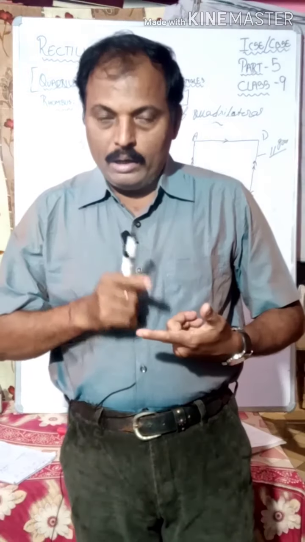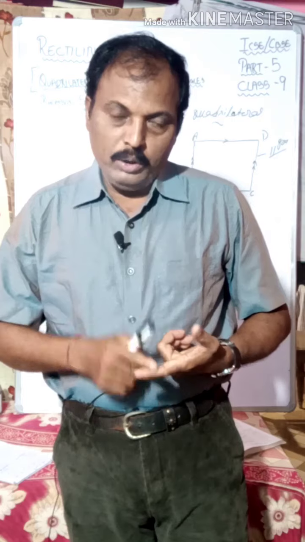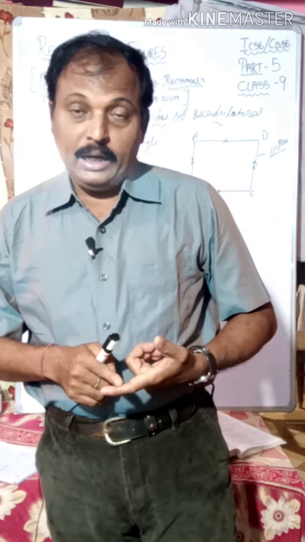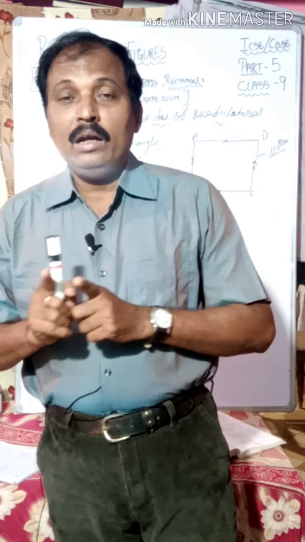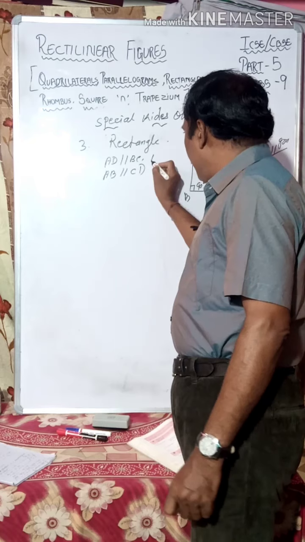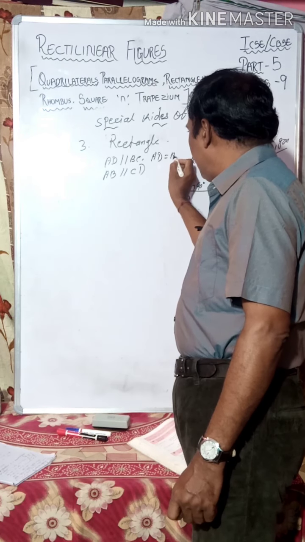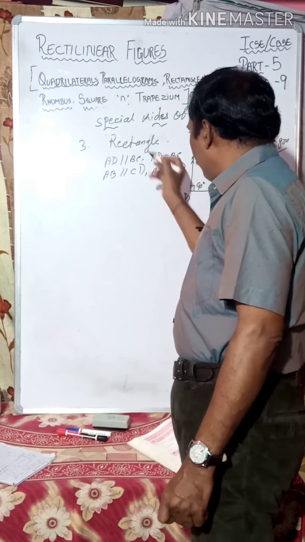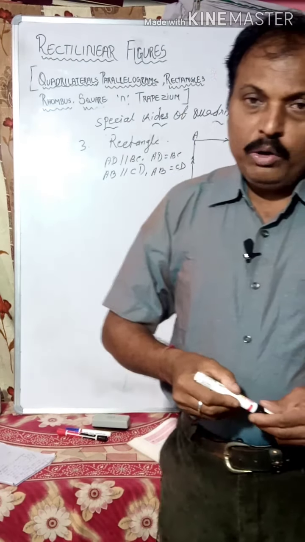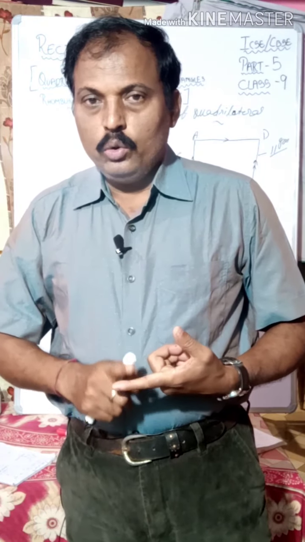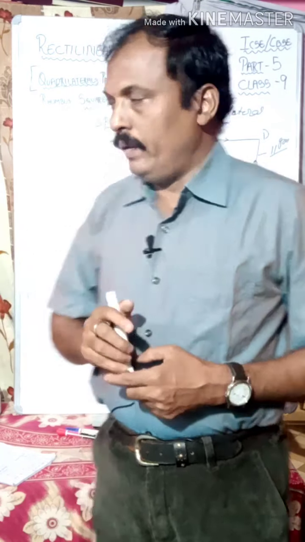A rectangle is a parallelogram in which, according to the parallelogram definition, opposite sides are parallel and equal. Means opposite sides are parallel. Also AD is equal to BC and AB is equal to CD. Then a rectangle is a parallelogram in which one angle is 90 degrees.